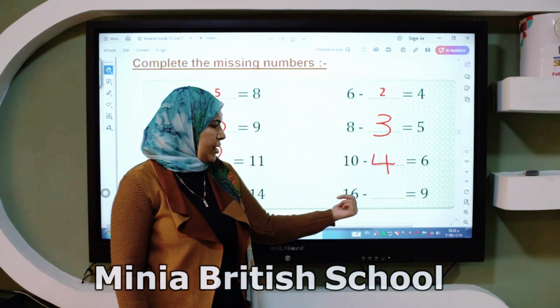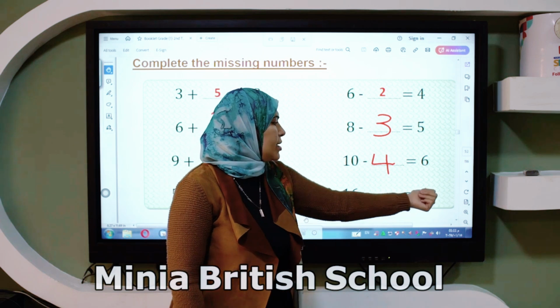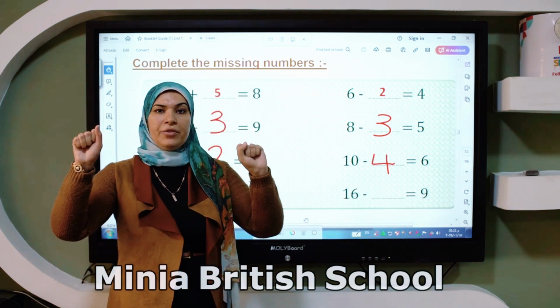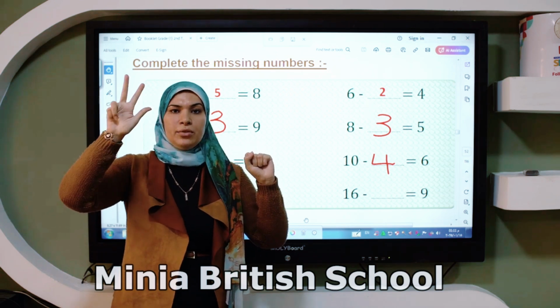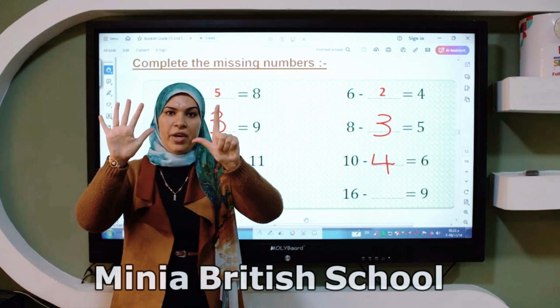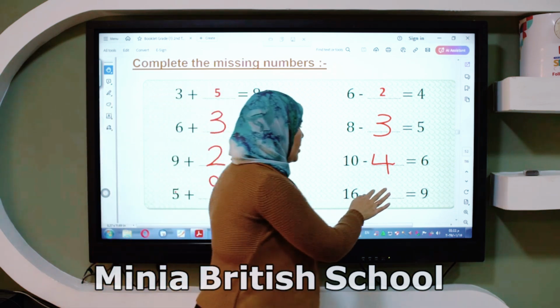Here 16 minus space equals 9. So I count after 9 to reach number 16. After 9: 10, 11, 12, 13, 14, 15, 16. How many fingers? 7. So the answer is 7.